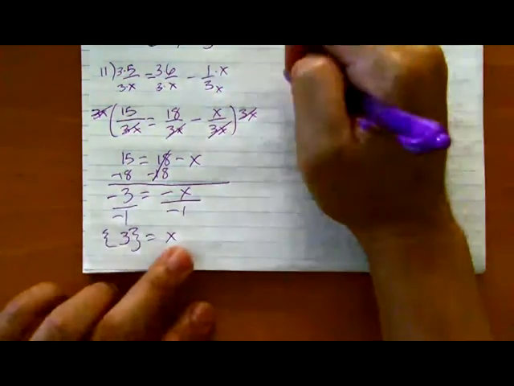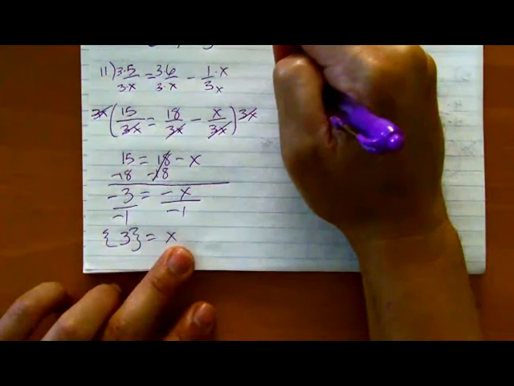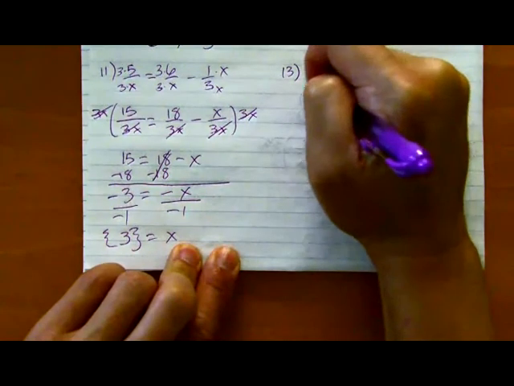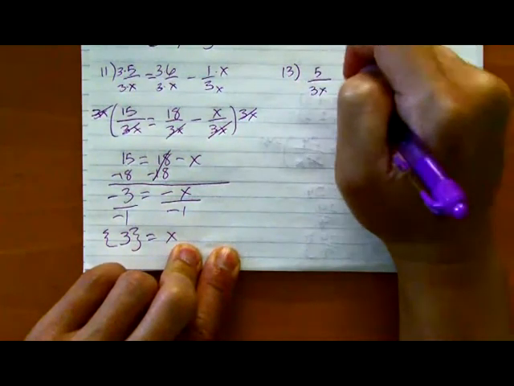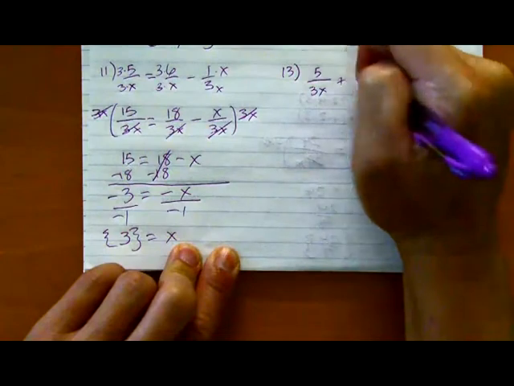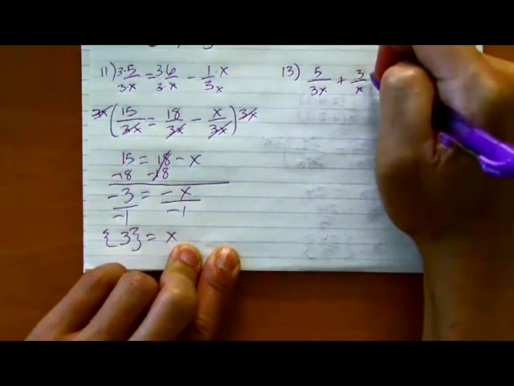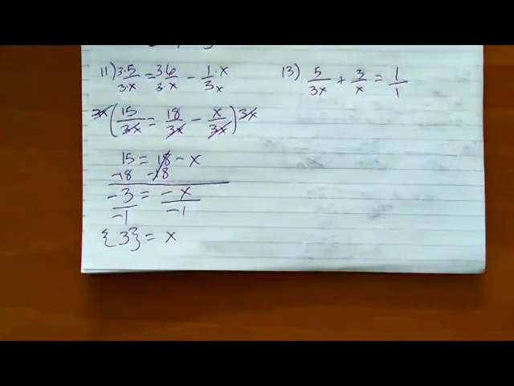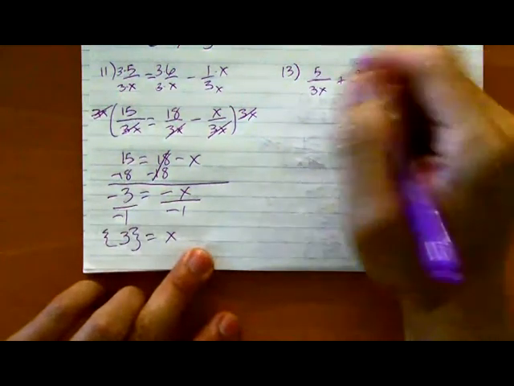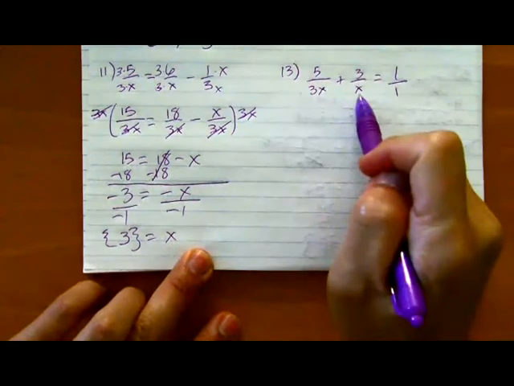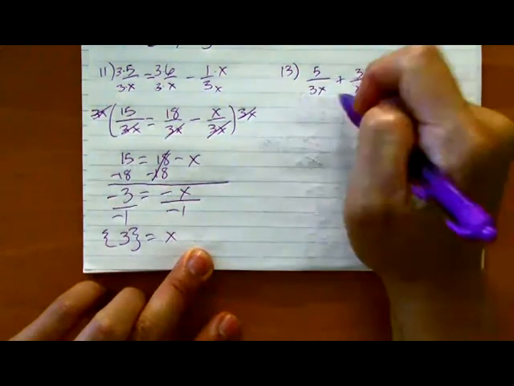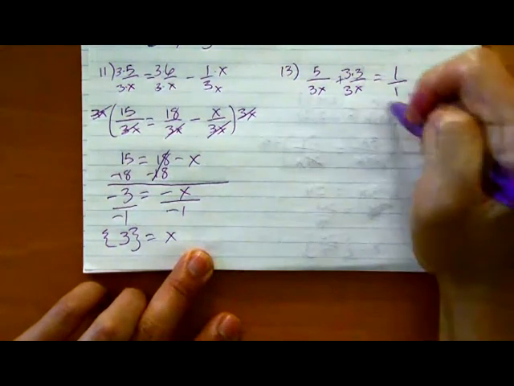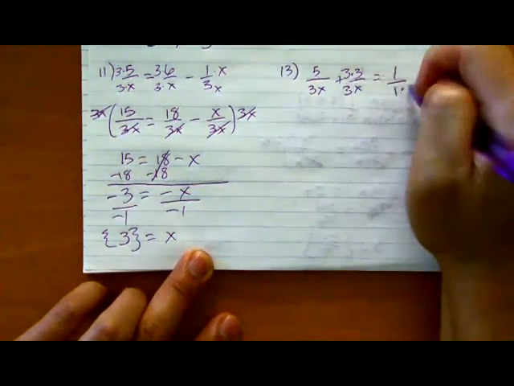Number 13. 13 says 5 over 3x plus 3 over x equals 1. If it helps, 1 over 1. We need to get the denominators to match. This denominator is missing a factor of 3. So we're going to multiply top and bottom by 3. We want a 3x in this denominator, so we're going to multiply top and bottom by 3x.